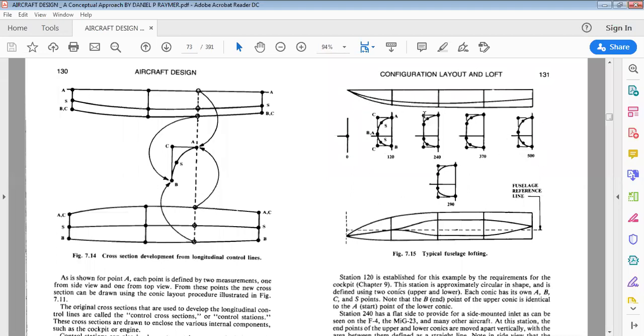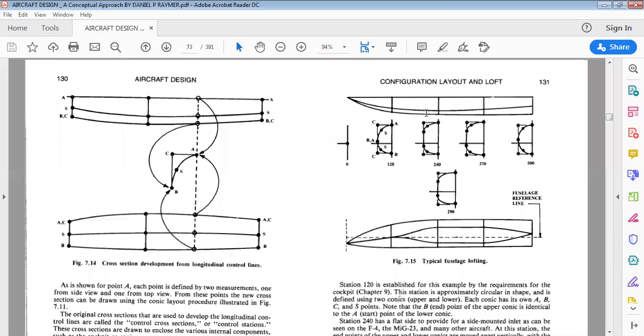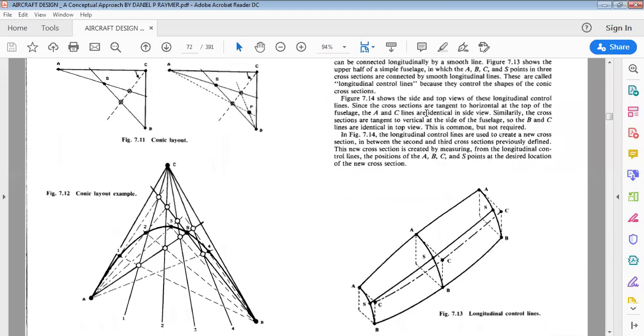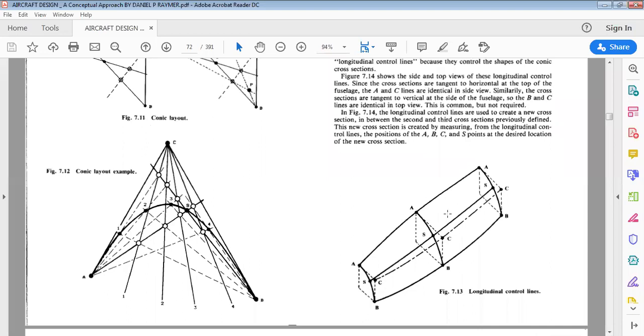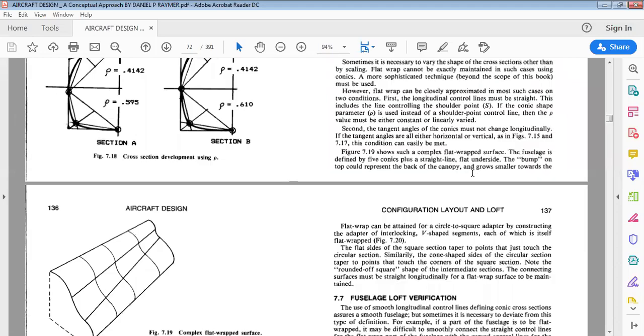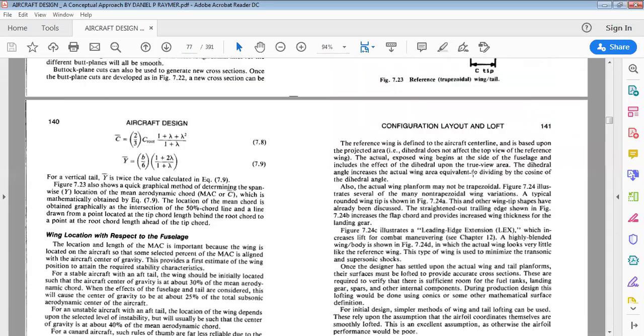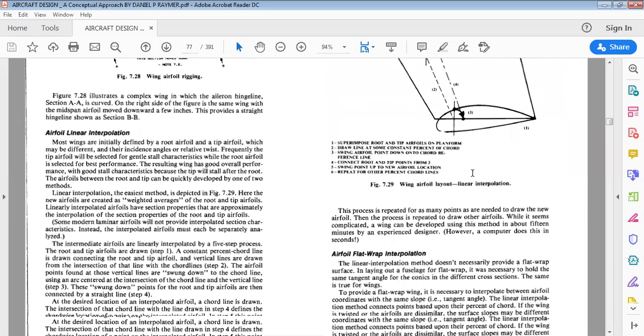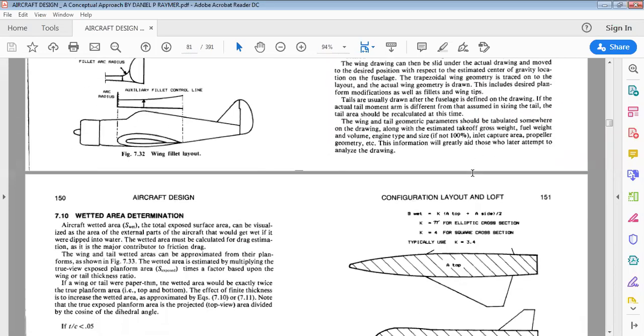So aerodynamically it should be smooth, and there should not be many losses. We see the different types of drag for it, correct? So we have to look into it, and by that we consider the configuration layout. You can see the longitudinal control lines. Longitudinal control lines are used to create a new cross section between the second and third cross sections previously defined. Whenever you design, by this design we consider some special considerations. Those are called aerodynamic considerations. We have vulnerability considerations and different types of considerations, which we are going to look into now.